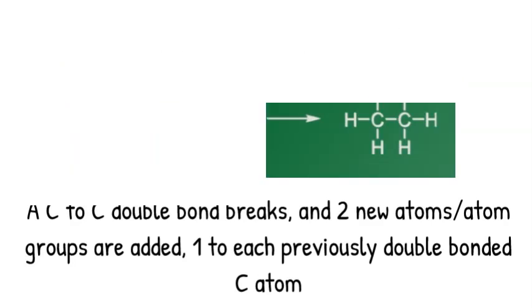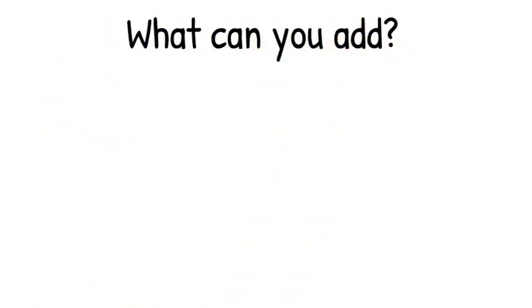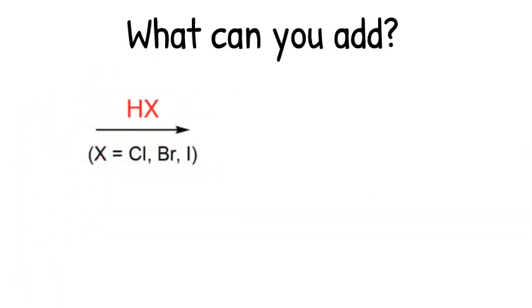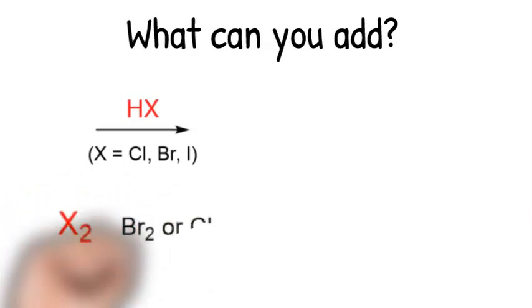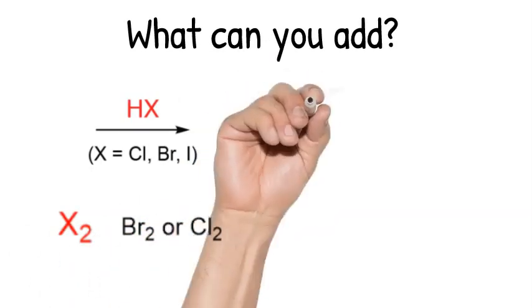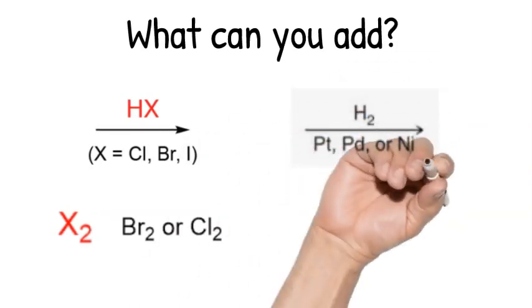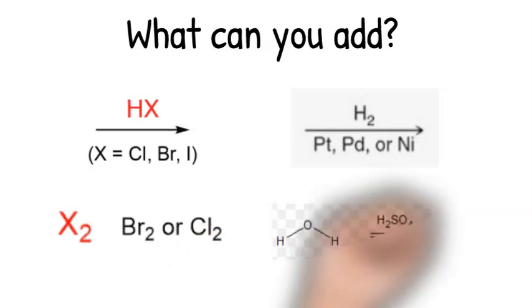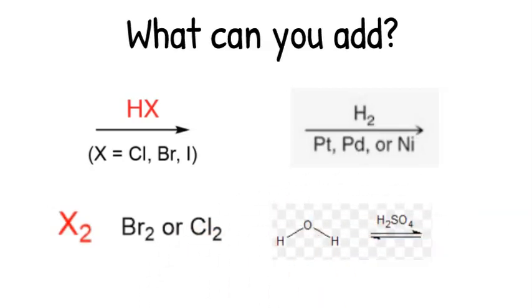In level 2 and 3 chemistry, there's only 4 types of addition reaction that you need to know. The first is adding a hydrogen halide, where X can be chlorine, bromine, iodine, or fluorine. The second is adding a halogen, so most commonly Br2 or Cl2. Neither of these need catalysts. The third is hydrogenation, adding hydrogen with a platinum, palladium, or nickel catalyst. And the last is adding water with an acid catalyst. Dilute acid is another way of looking at this.